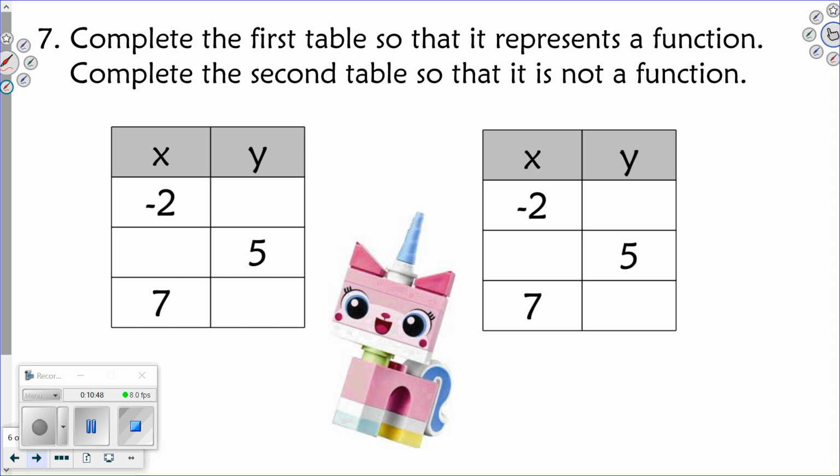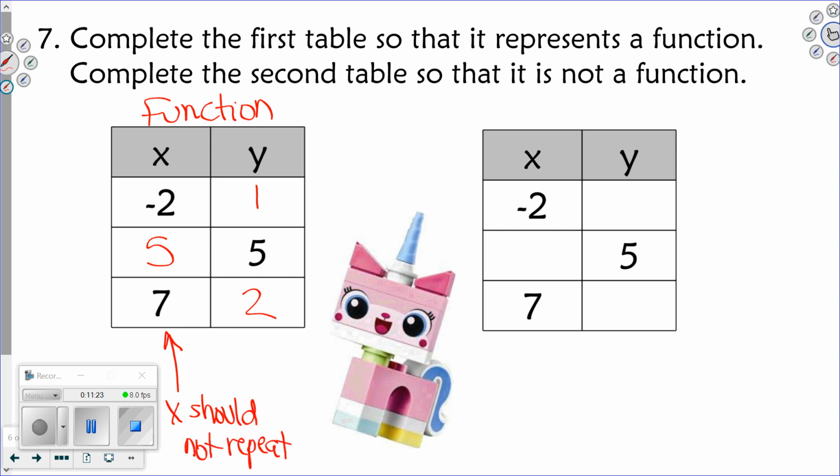Okay. So the only numbers I really care about are which ones? The inputs or the outputs? The input. What should happen with all of my inputs? They should all be different. Okay, 5. Does it matter what I plug in for y? Nope. I don't care. Pick a number. Doesn't matter. So the biggest thing, if it is a function, x should not repeat.